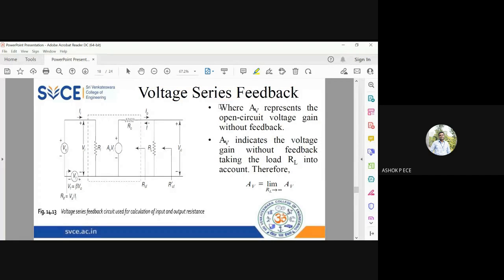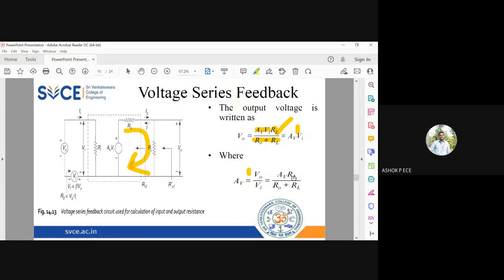So AV is going to be the voltage open circuit gain without feedback. You can get the value of AV from AV dash. In the AV dash expression, you put RL equal to infinity. If you put RL equal to infinity, all parameters are considered without the load, because the load is not a part of your amplifier. Load is considered externally. So if I want to find only the amplifier gain, then I should open my load. Opening my load is equivalent to putting RL equal to infinity.